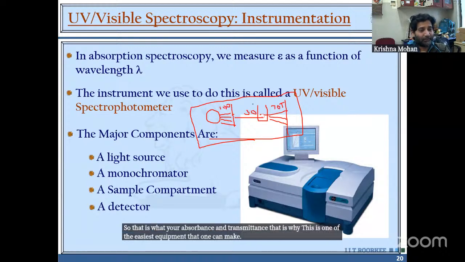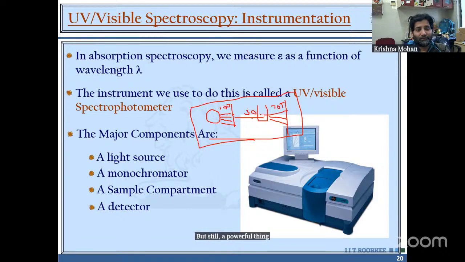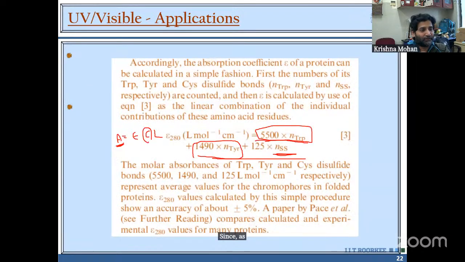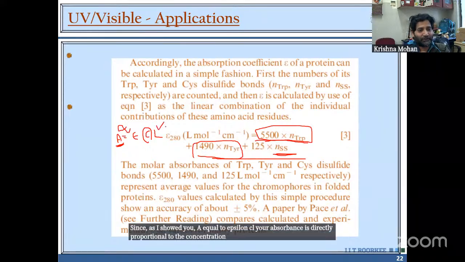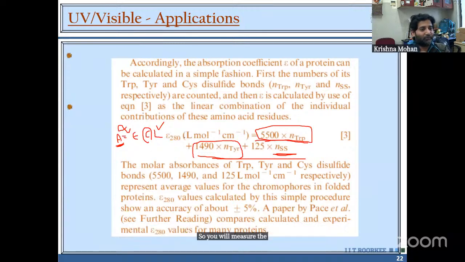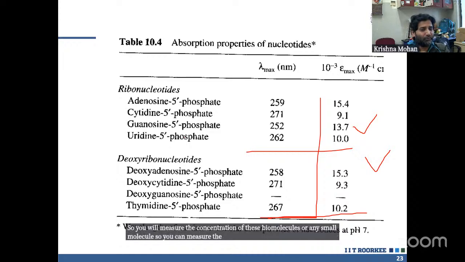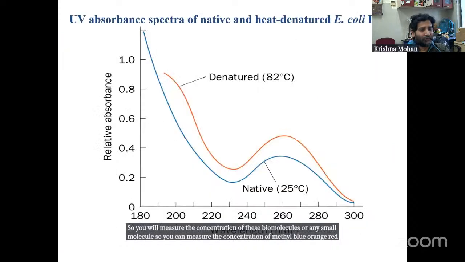But it is still a powerful thing, since depending upon the absorbed photons, you can tell the concentration of the sample. As I showed you, A equals epsilon C L, so your absorbance is directly proportional to the concentration and the path length. That is why if your concentration increases, absorbance increases. So you can measure the concentration of these biomolecules or any small molecules, such as methylene blue, orange red, or any of these organic molecules.